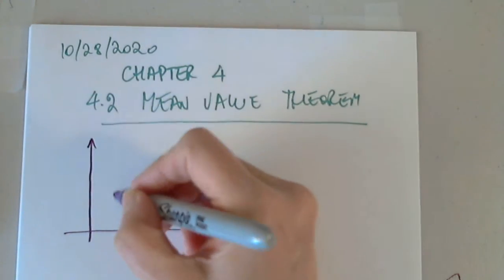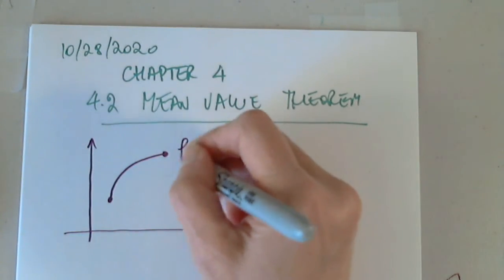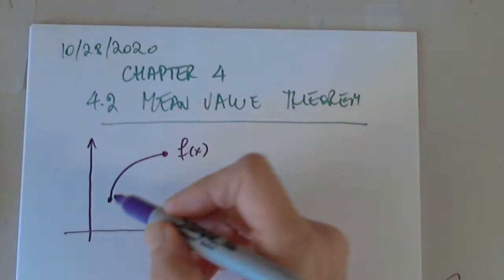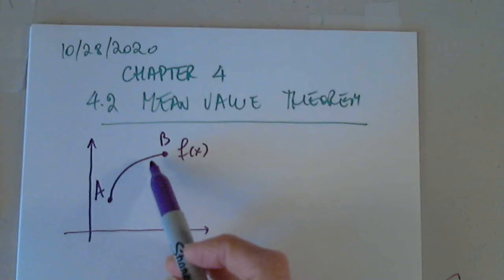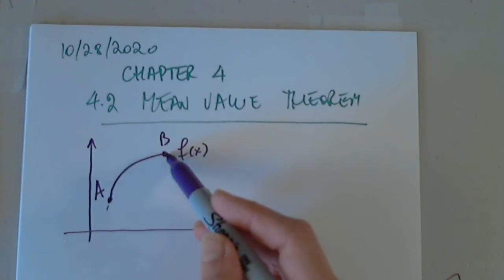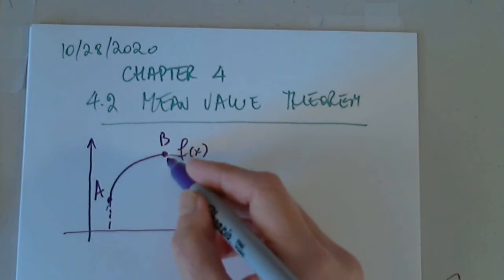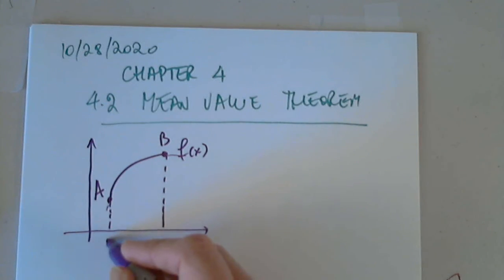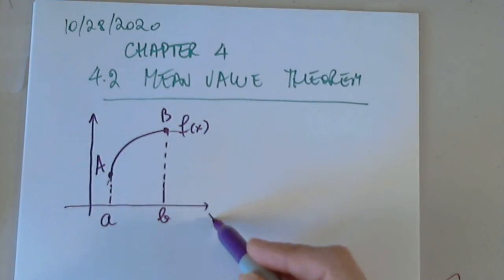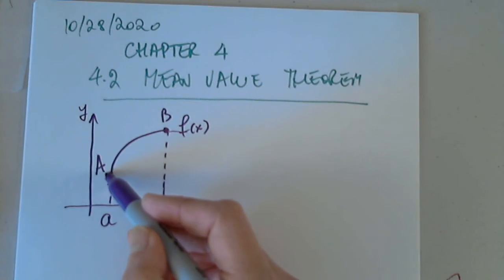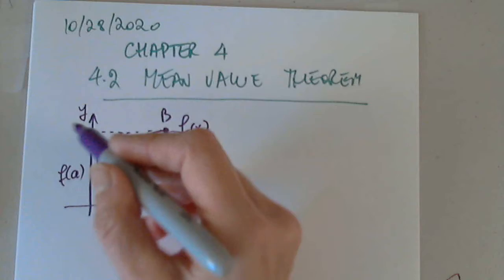We have a function. This is function f of x. And I have 2 points, point A and point B. Yes, I can extend the function. You can. It's not important. And this function between points A and B has x going from A to B. And of course, this will be f of A, as we know, and this will be f of B.